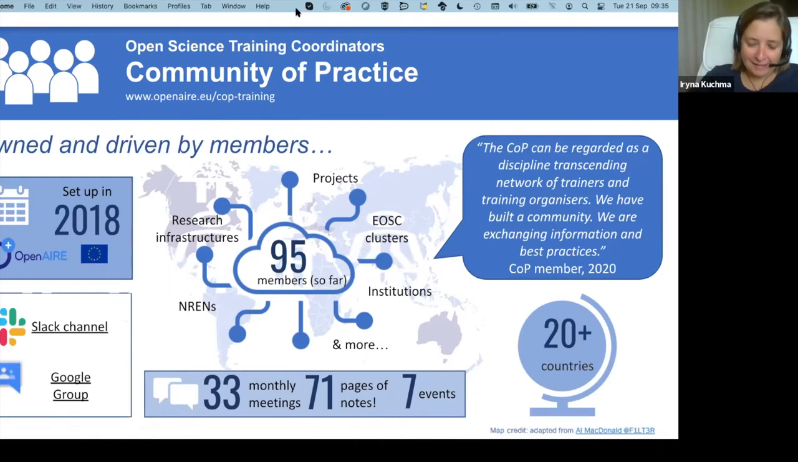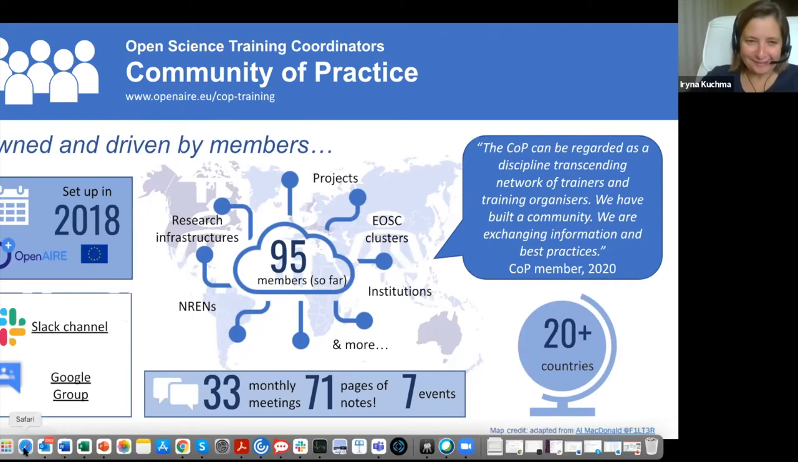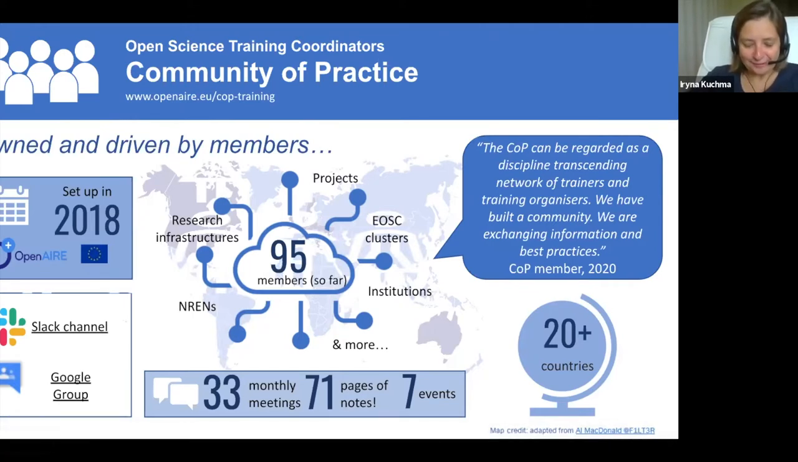And they are training coordinators from research and infrastructures, national and institutional competence centers and training programs. And it was set up in 2018. And we have monthly meetings, and we also have a mailing list and Slack. We who are part of this community really enjoy it, and it's useful to discuss and share experiences and work on certain topics together, like today's topic. And if you could please go to the second slide, Ellen.